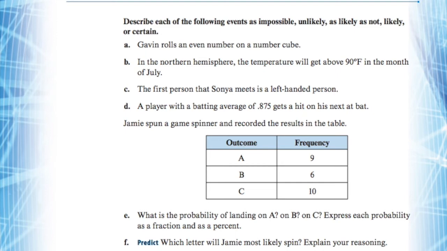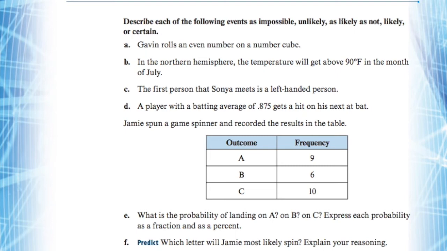Letter B, in the northern hemisphere, the temperature will get above 90 degrees Fahrenheit in the month of July. Think about what summer is like here, how many times it gets above 90 degrees in July, and come up with an estimation of that percentage. Where does that fall from 0 to 100% likelihood?